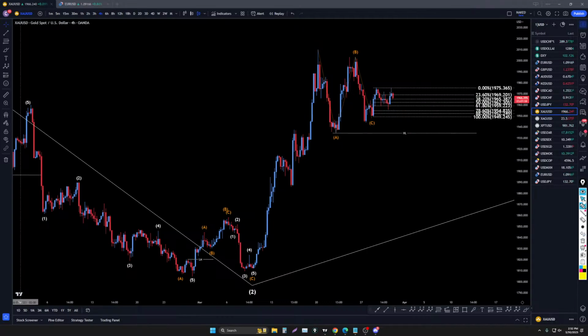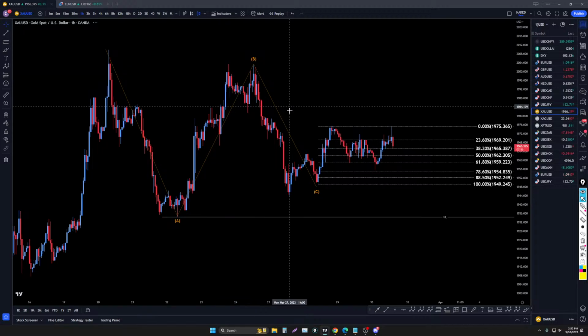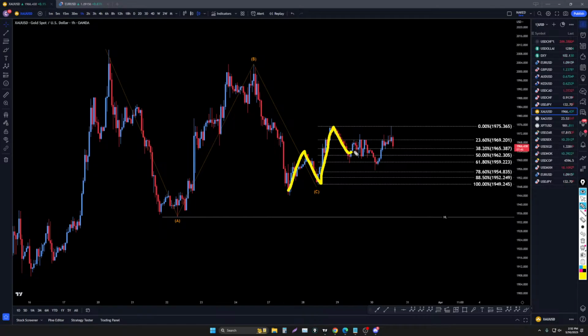So let's head down to the 1 hour time frame. On the 1 hour time frame, it definitely looks like it's trying to make some sort of a corrective pattern. Like an A, B, C, D, E is what I would think it is. That probably is what's going on right here.